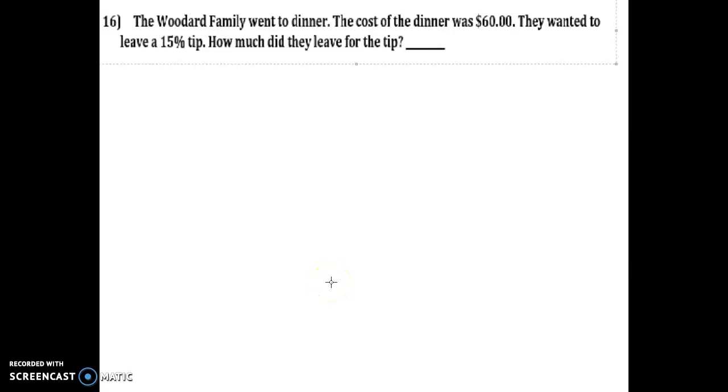We're continuing on the winter packet. Number 16. The Woodard family went to dinner. The cost of dinner was $60. They wanted to leave a tip, a 15% tip. How much did they leave for the tip?